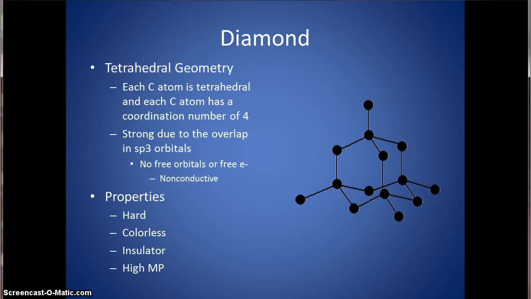Diamond is shown on the right, and it's a carbon atom that's tetrahedral and has a coordination number of 4 for each one. It's strong due to the overlap of the sp3 orbitals, which means there are no free orbitals left over, so it's non-conductive and acts as an insulator, but it also has a high melting point, and it's hard and colorless.